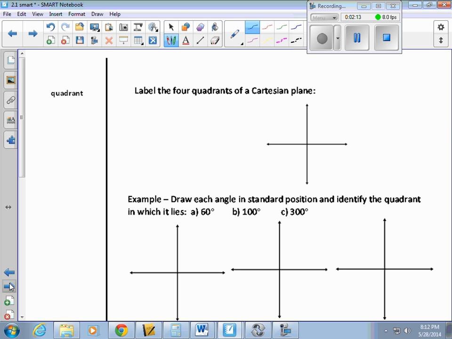Our 4 quadrants of the Cartesian plane, we label starting at the top right and then moving around in a counterclockwise direction. Quadrants are always labeled with Roman numerals, and if a question said what quadrant is 72 degrees in, then you would say it's in quadrant 1. So that's the way you would identify that.